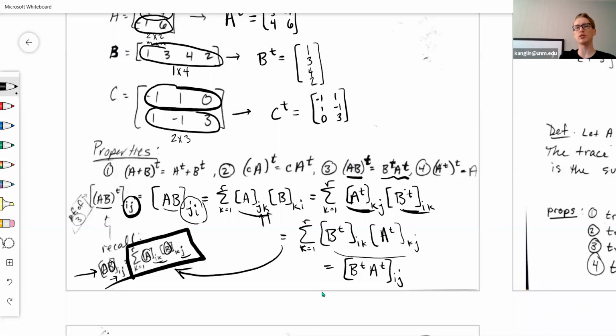We've shown the ijth element of AB transpose is the same as the ijth element of B transpose times A transpose. Since the ijth element is the same regardless of which row i and which column j we're talking about, it means AB transpose is equal to B transpose A transpose. These matrices who have all equal entries must be the same matrix. And that proves our result.